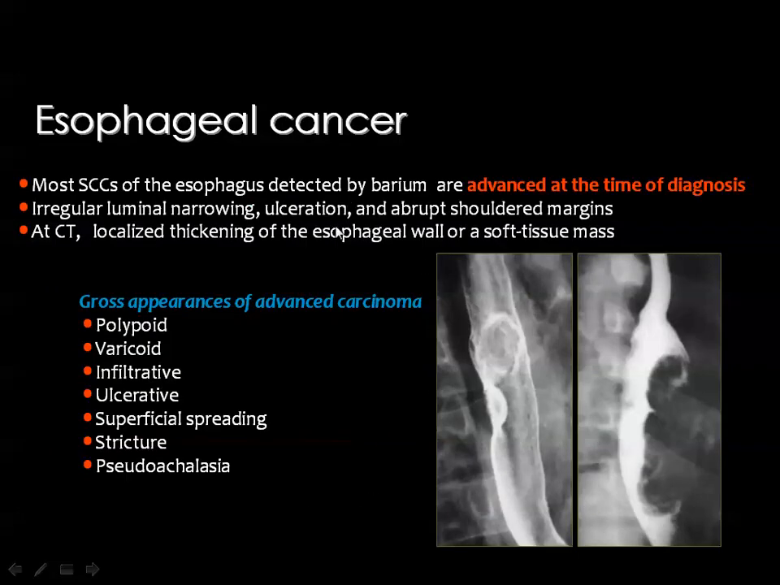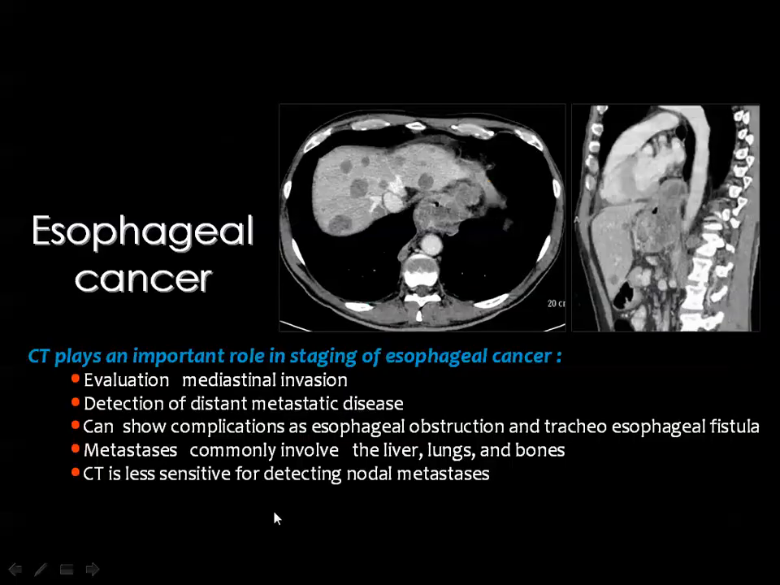The appearances of esophageal cancer on barium oesophageography include many types: the polypoid, the varicoid, infiltrative, ulcerative, and the submucosal superficial spread, the stricture, or the pseudoachalasia type if it occurs in the distal part of the esophagus. Then the main value of CT in the evaluation of esophageal cancer is to evaluate the invasion of the mediastinum and to detect distant metastases. Also it can show complications of esophageal obstruction and the development of tracheoesophageal fistula.